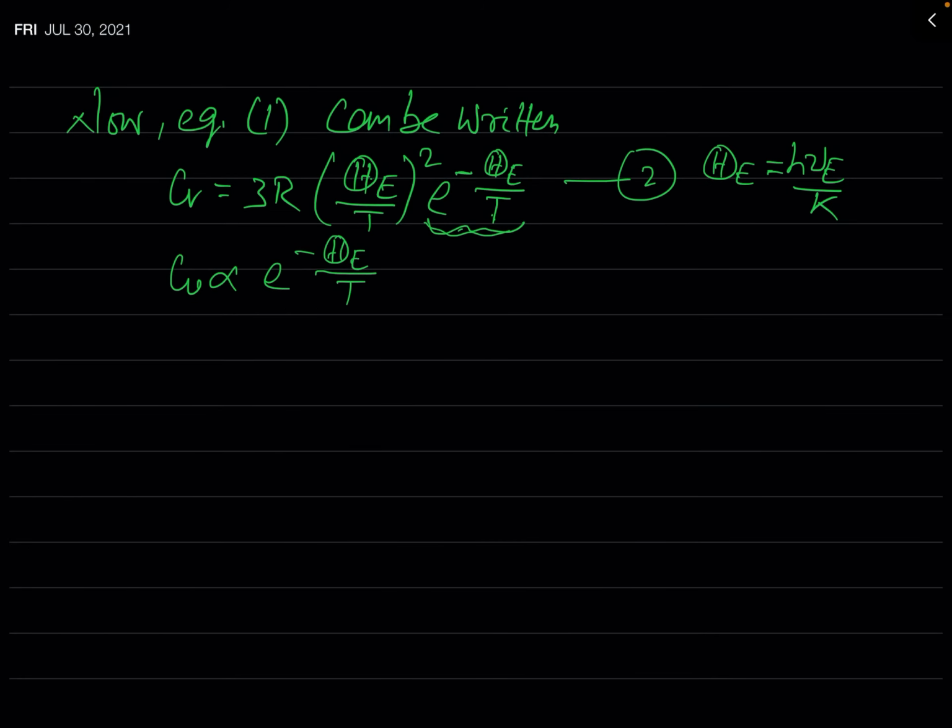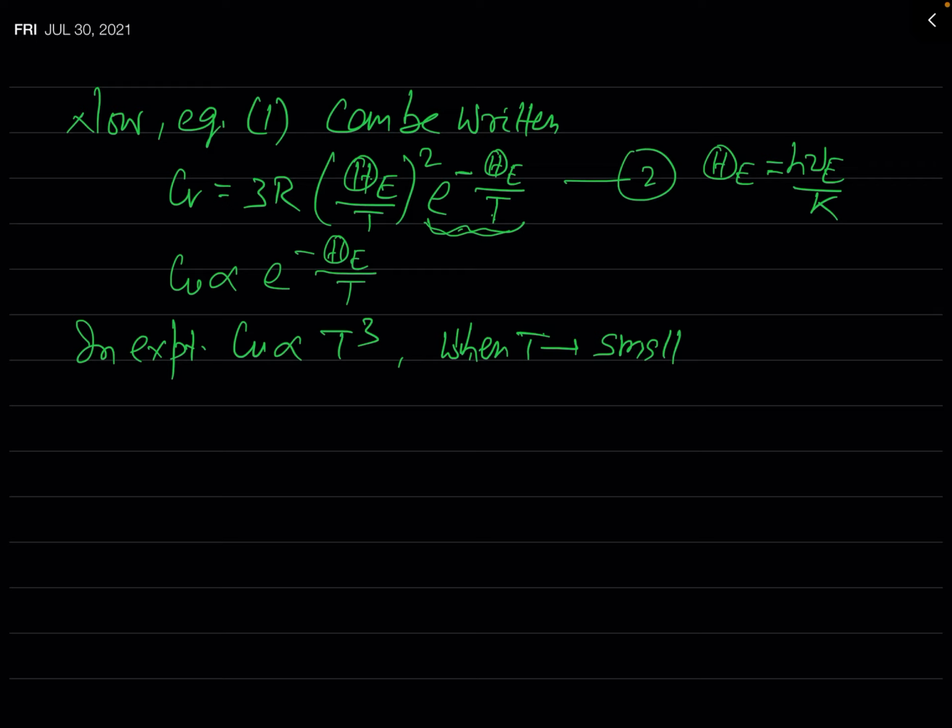But actually the experimental value does not agree with this exponential variation of Cv. In experiment, we found that this Cv is proportional to T cube when T is small, not e to the power minus theta E by T. So this is actually called the T cube law.